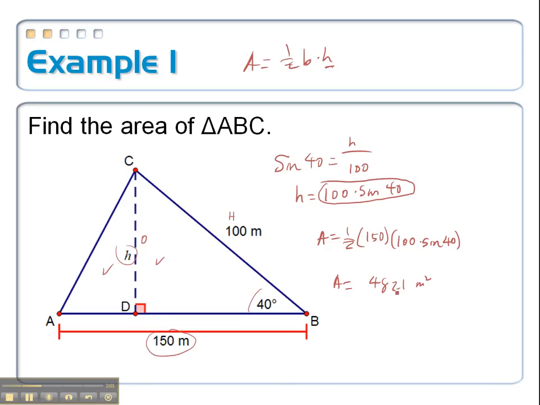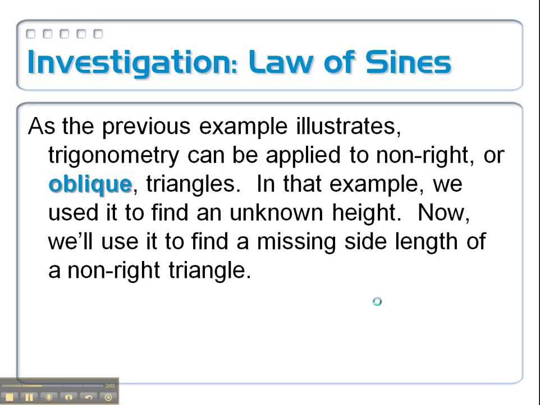Okay, so as you can see from this example, we used trigonometry on a triangle that was not originally a right triangle. Triangles that are not right triangles, the ones that don't have right angles in them, are called oblique. So that's what we're going to do. We're going to start using trigonometry on oblique triangles. We're going to derive this thing called the law of sines. Next.